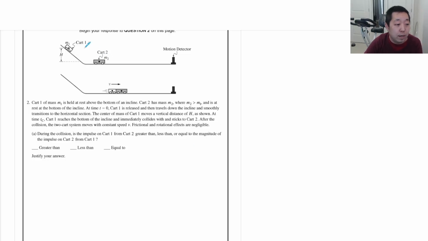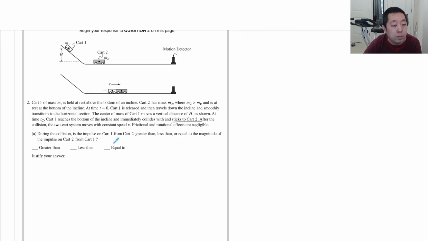Cart 1 of mass m1 is held at rest above the bottom of the incline. Cart 2, of mass m2, where m2 is greater than m1, is at rest at the bottom of the incline. At time t equals 0, cart 1 is released, travels down the incline, and smoothly transitions to the horizontal section. The center of mass of cart 1 moves a vertical distance h as shown. At time tc, cart 1 reaches the bottom of the incline and immediately collides and sticks to cart 2, so it sticks. After the collision, the two-cart system moves with speed v. Frictional and rotational effects are negligible.